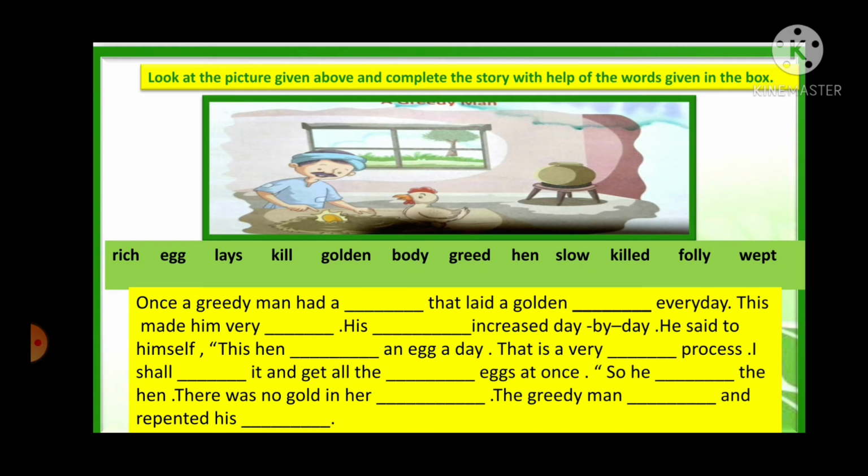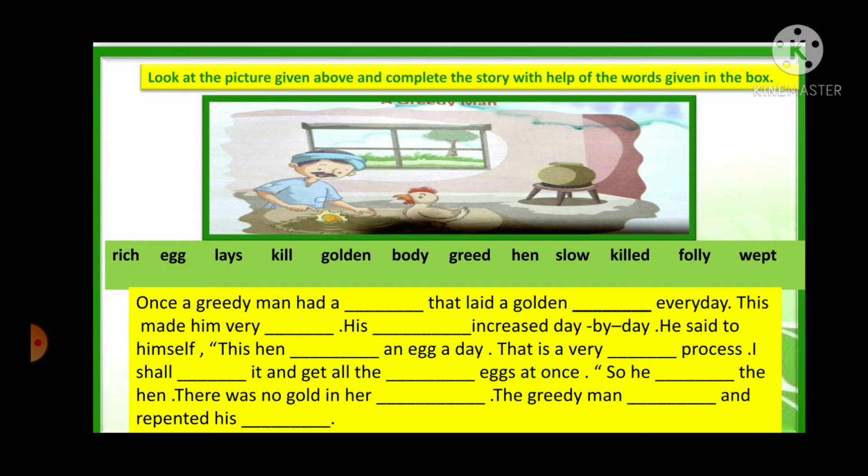Now try to read the story and fill in the blanks. Once a greedy man had a ____ that laid a golden ____ every day. This made him very ____. His ____ increased day by day. He said to himself, "This hen ____ an egg a day. That is a very ____ process. I shall ____ it and get all the ____ eggs at once." So he ____ the hen. There was no gold in her ____. The greedy man ____ and repented his ____.